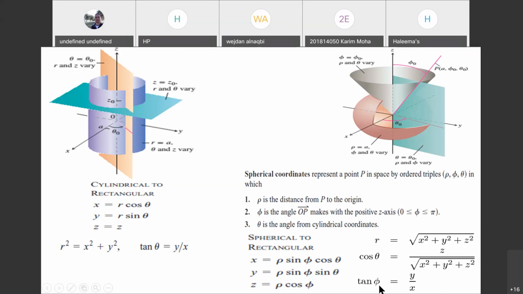What about the vertical angle? The vertical angle phi is tan inverse of y over x, similar to this one, right? So to find phi, you use the same formula as in polar coordinates. But to find theta, which corresponds to this one, you have to get it by the cosine, not by that. Okay. Please take a screenshot for this one.